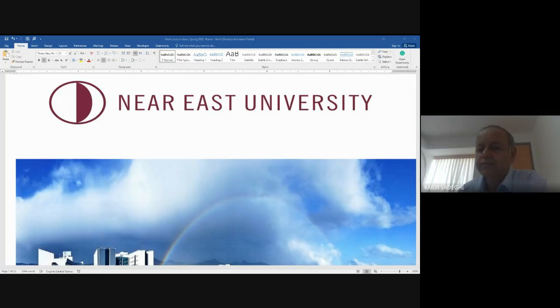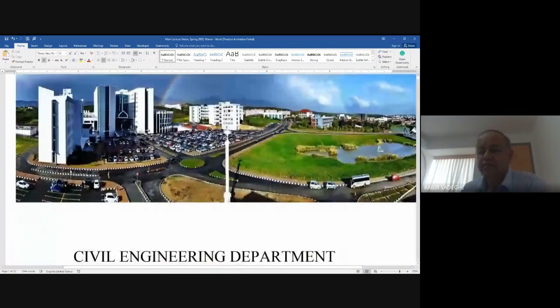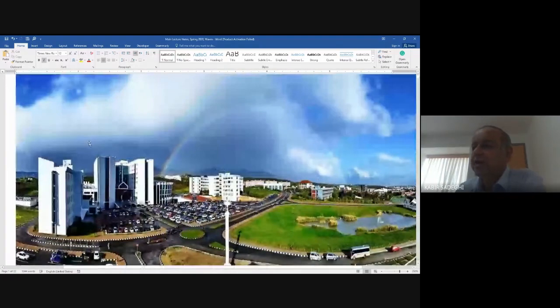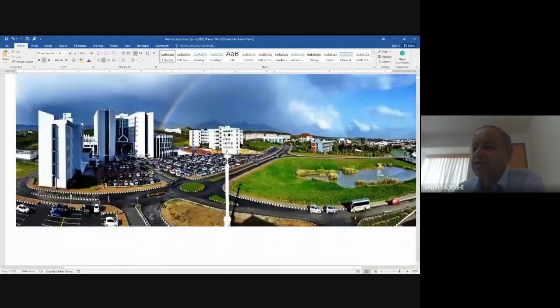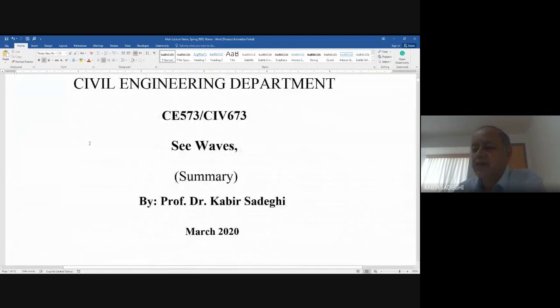This is the material that I put in the newsbeam, and you can download that. It is only for waves, just wave calculation, even a little about wave theories. Therefore, we see here the wave booklet.